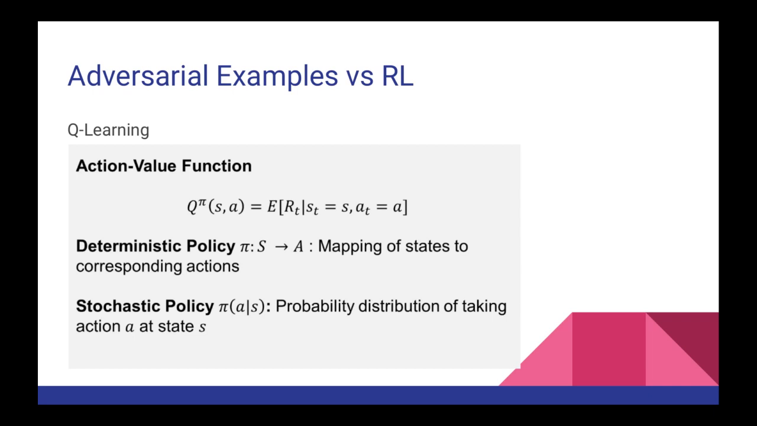Let us formalize the notion of policy here as well. So policy pi is a mapping of states to corresponding actions. It's essentially a function, or in stochastic or probabilistic cases, it's a distribution that says what action should be taken at each state.